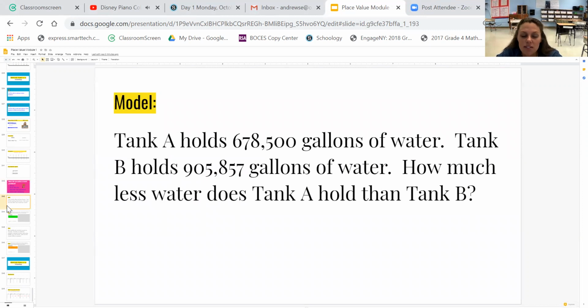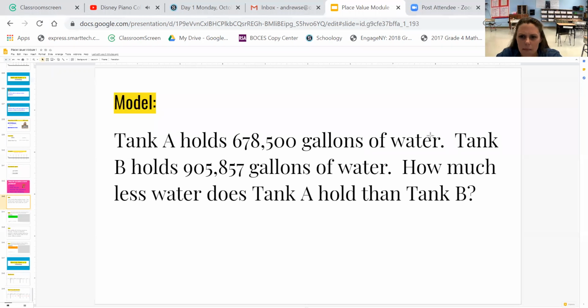Tank A holds 678,500 gallons of water. Oh, that's a lot. Tank B, oh my, holds 905,857 gallons of water. How much less water does tank A hold than tank B?